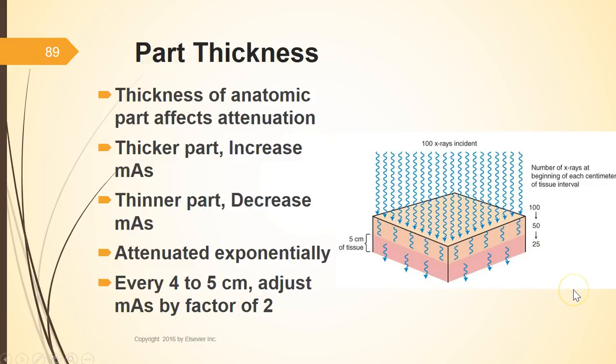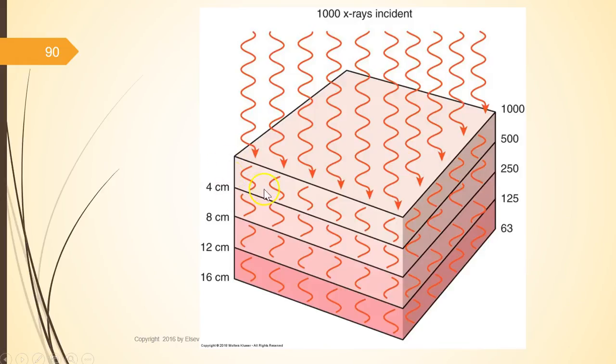I actually prefer this one right here. This is done at 4 centimeter intervals, and it shows you we started out with 1,000. At 4 centimeters, we only have 500, and then it halves again, and again, and again. And if you go to 20 centimeters, you've only got half of that 63, which is 31.5. So less reaches in there, and therefore you have to start with more to reach your image receptor. So keep that in mind.